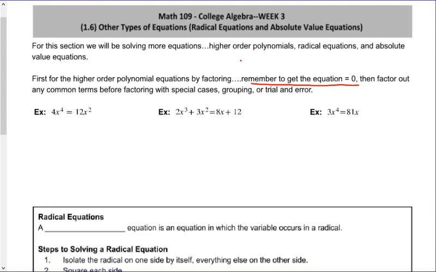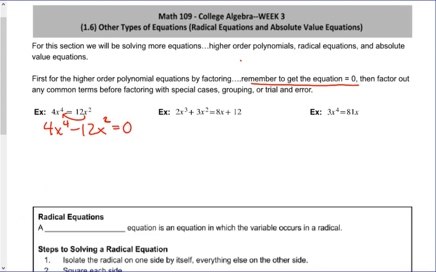And whenever I want to get this equal to 0, I need to bring over this 12x squared by subtracting that from both sides. Remember, what you do to one side, you do to the other, and you have to do the opposite. So when I do that, I end up with a 4x to the 4th minus a 12x squared, and then we have our equal to 0.